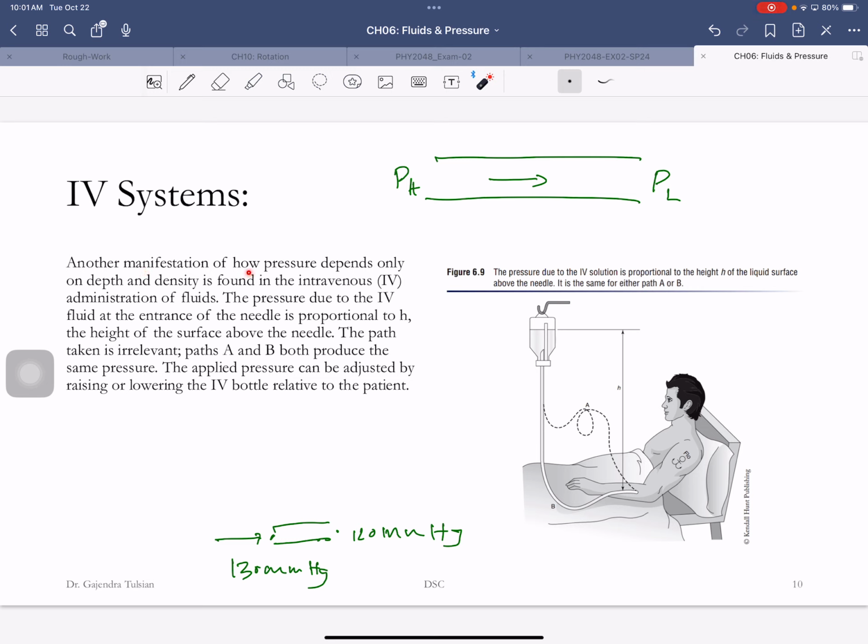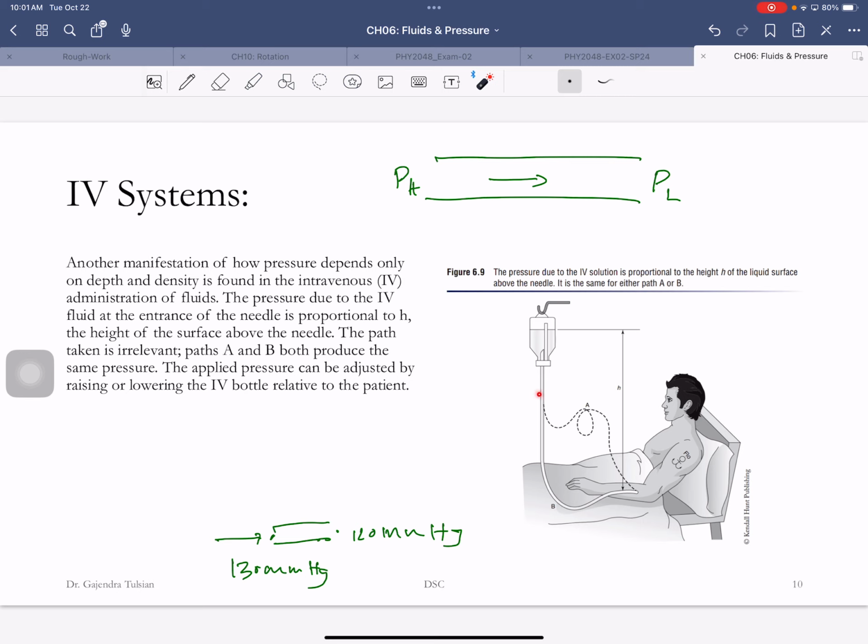How pressure depends only on the depth is found in the IV administration of fluid. The pressure due to the IV fluid at the entrance of the needle is proportional to the height. So at the entrance of the needle, the IV pressure is only proportional to the height. And what you want is that pressure to be higher than that for fluid to flow into the arm.